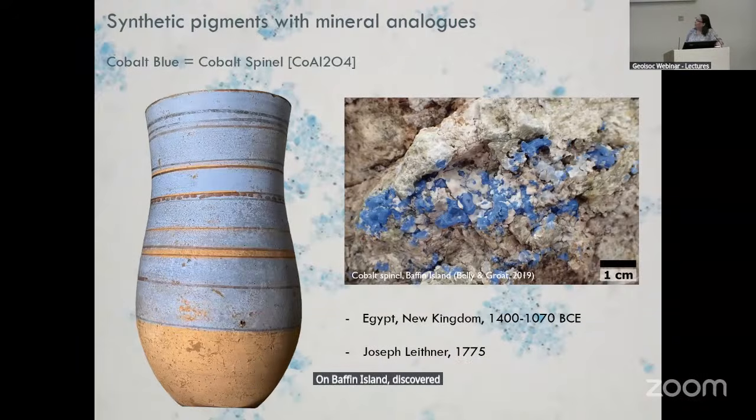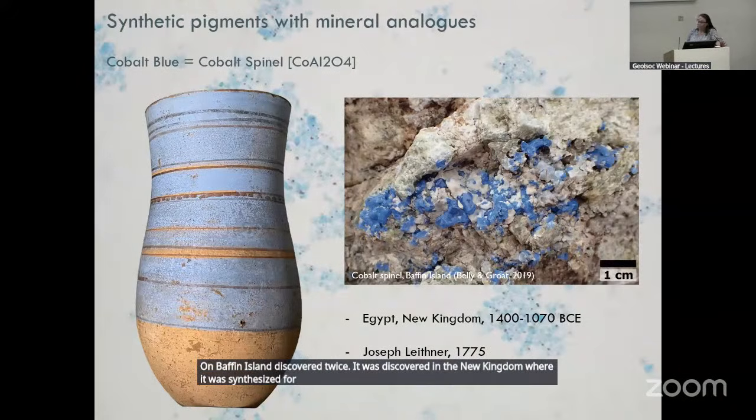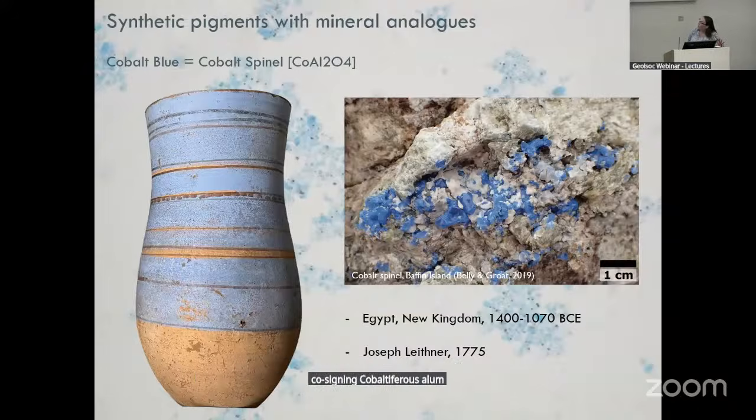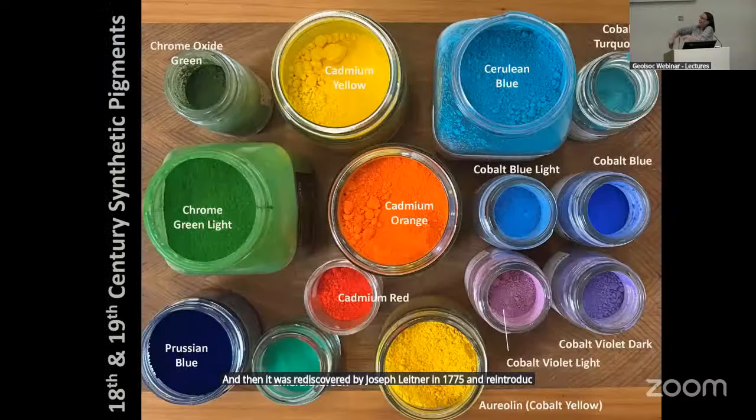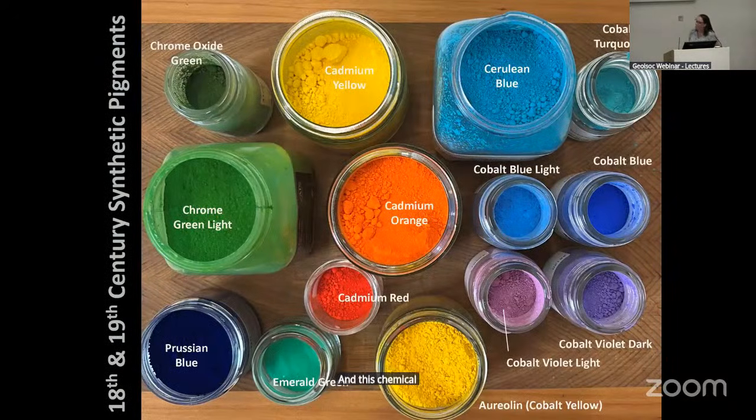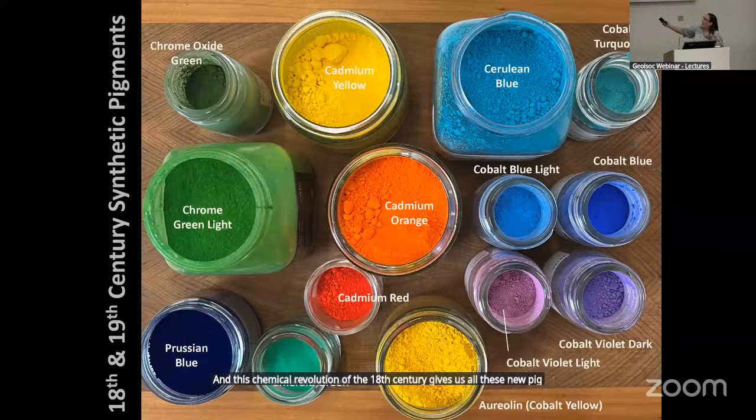Discovered twice. It was discovered in the New Kingdom, where it was synthesized by calcining cobaltiferous alums. It's cobalt aluminium oxide. And then it was rediscovered by Joseph Leitner in 1775 and reintroduced to painting. And this chemical revolution of the 18th century gives us all these new pigments, many of which, the chrome colours, cadmium colours, cobalt colours, are synthetic analogues of naturally occurring minerals.